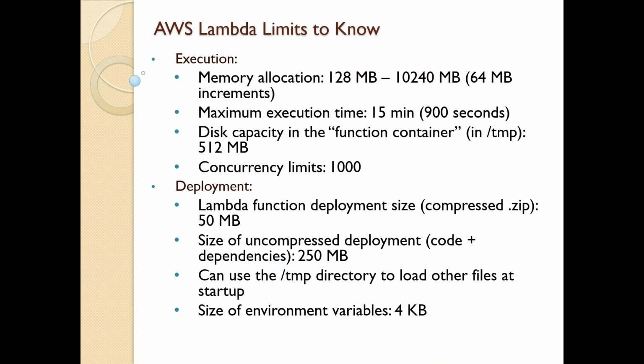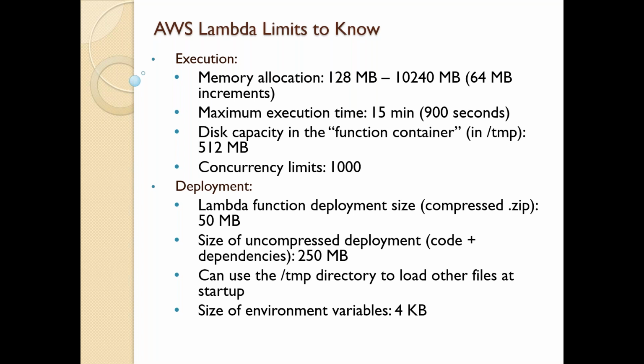Some of the limits we have, as I told you: memory allocation is the limit, and you can only increment by 64 MB. Suppose you wanted to increase from 128 to 130, you cannot do that. You have to add 64 MB, so it can only increment by 64 MB. Maximum execution time is 15 minutes, and then you also get a disk capacity of 512 MB, where you can put some dependency code and all those things. And you also have a concurrency limit of 1000. That means at any given point of time, you can have 1000 Lambdas executing concurrently, right? Not more than that.